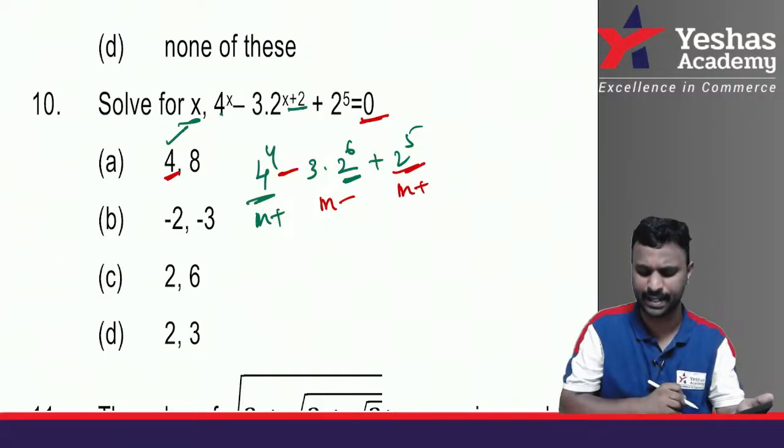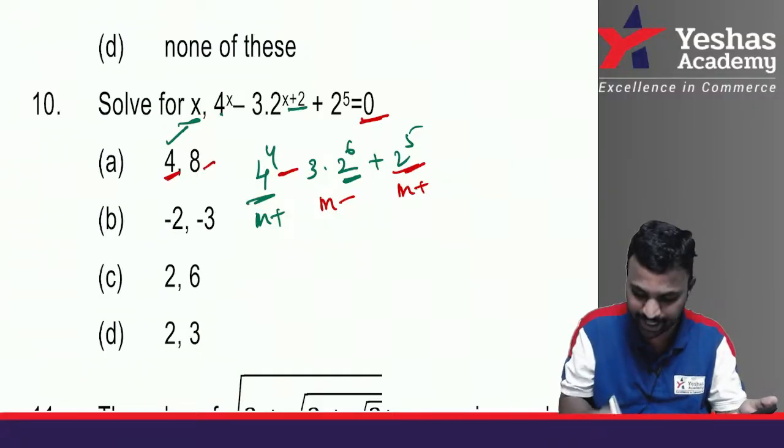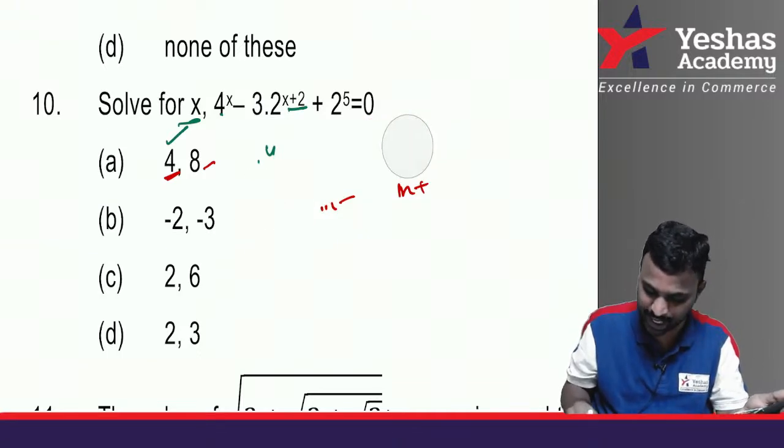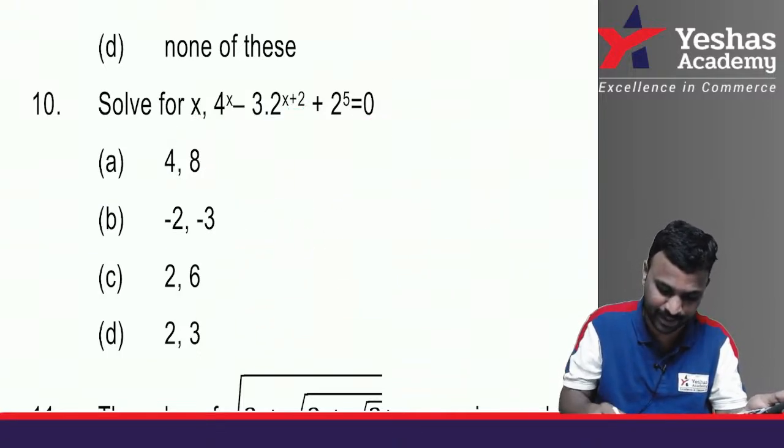So 4 doesn't satisfy, which means you need not check 8. So therefore option A cannot be the right answer.